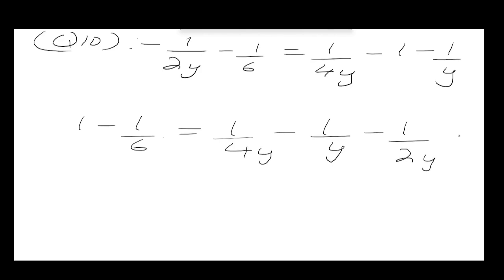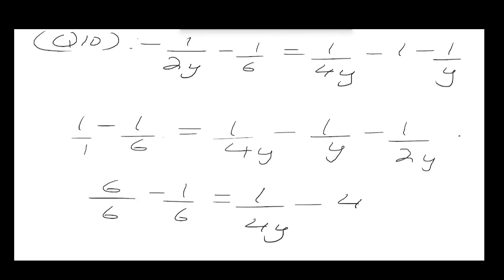Now we will arrange their denominators. So here we have 6. So this is 1. It will be multiplied 6 by 6. So that results in 6 over 6 minus 1 by 6. Now here we have 4y, y and 2y. So this will just remain the same. But 1 by y will be multiplied by 4 by 4. So that results in 4y over 4y. And this will be multiplied by 2 by 2. So that results in 2 over 4y.